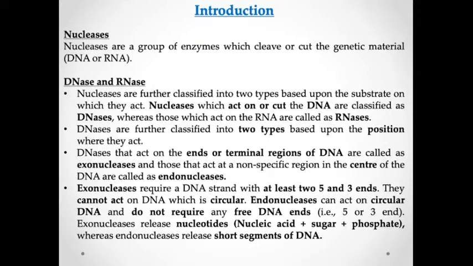DNases are further divided into two types based on the position they cut, exo and endo. Exonucleases cut at the end, whereas endonucleases cut at the center of the DNA. Exonucleases require DNA strands with a free 5' or 3' end, and they cannot act on circular DNA, but endonucleases can act on circular DNA and do not require any free DNA ends. That's the main difference between exo and endo. Beyond that, exonucleases release nucleotides, such as base, sugar, and phosphate, whereas endonucleases release short segments of DNA.